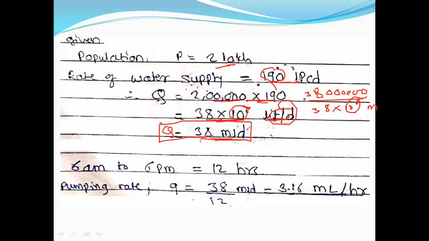Now here the meaning of day is not 24 hours. Here the system is working for only 12 hours, that is from 6 a.m. to 6 p.m. Okay, then what will be the rate of pumping?